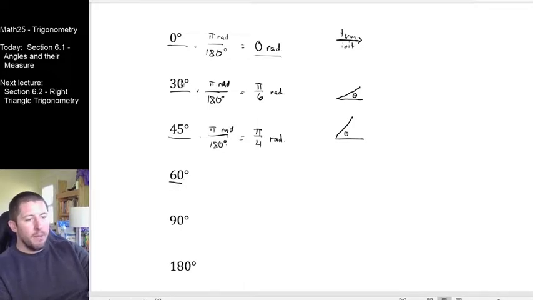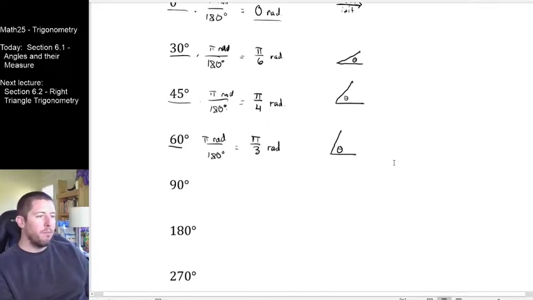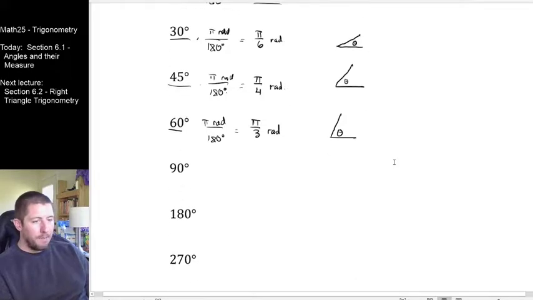60 degrees, next most common. It's clearly twice as much as 30 degrees. Hopefully you're expecting, therefore, it to be twice as much as pi sixths. 2 times pi sixths, 2 over 6 is 1 over 3, so I'm expecting pi thirds here. So pi radians over 180 degrees. 60 over 180, or 6 over 18, is 1/3. And there's that pi thirds radians. So there's our 60-degree angle. Okay, maybe that looks more like 70 degrees to me, but still, whatever. These are all comparatively correct.